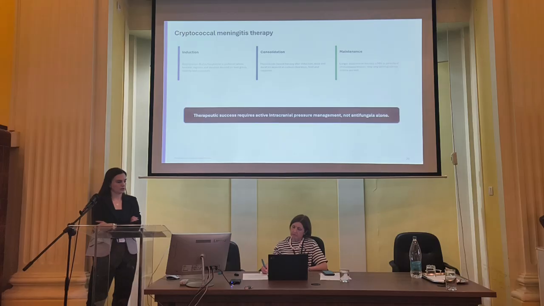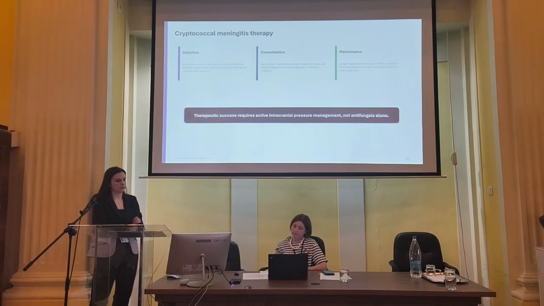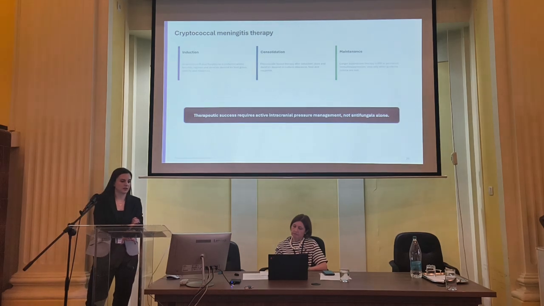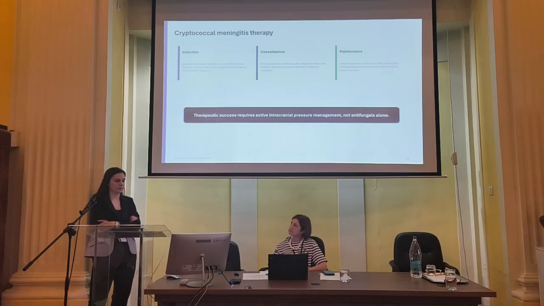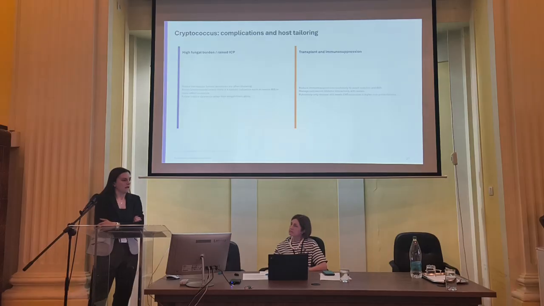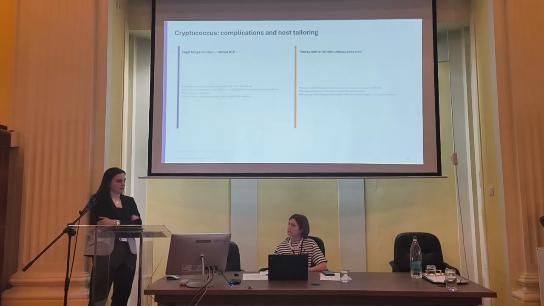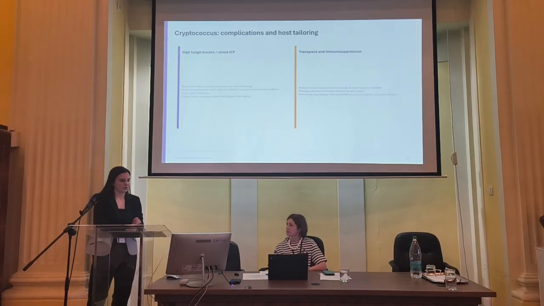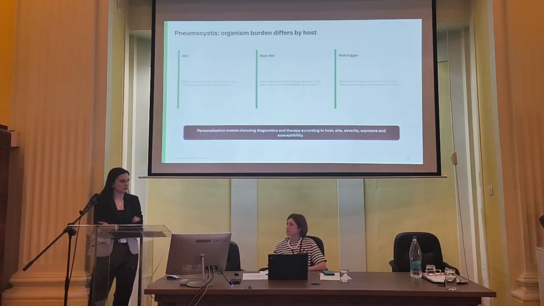We administer a high dose of amphotericin B and flucytosine if it's good for the patient. And for the maintenance of suppressive therapy in HIV positive patients, we need to lower it down or stop if it's possible. I said we need to reduce the immunosuppression.